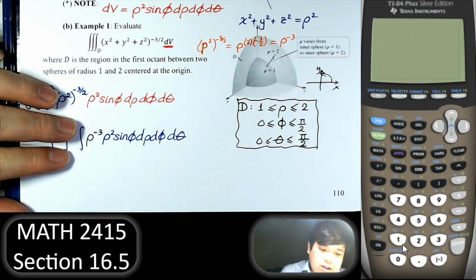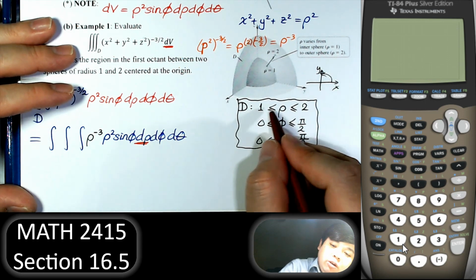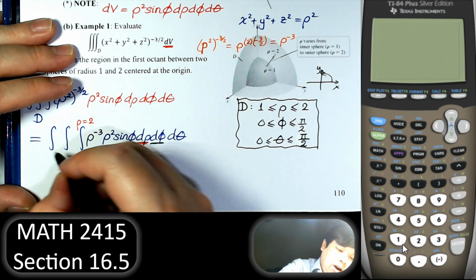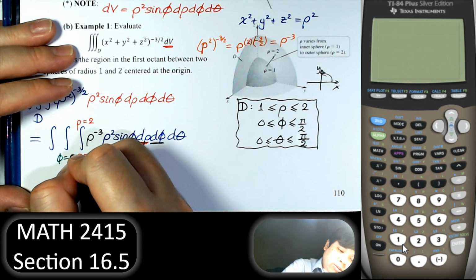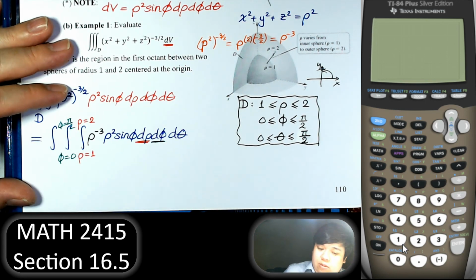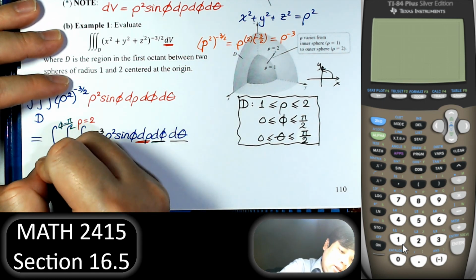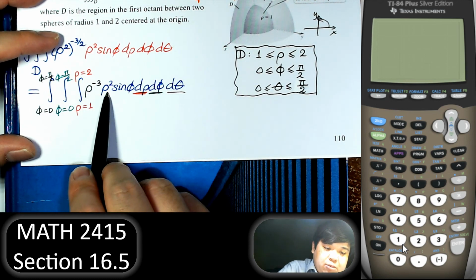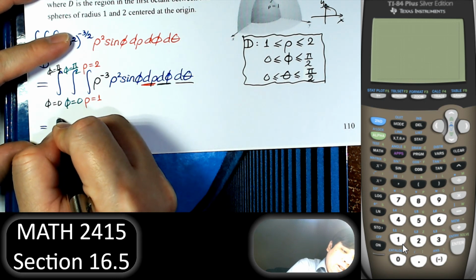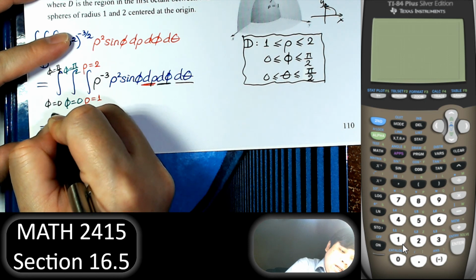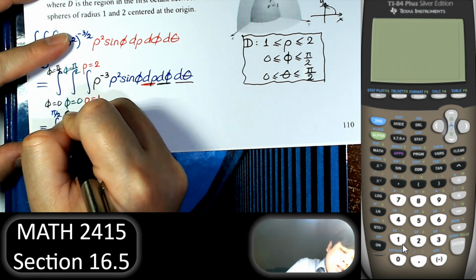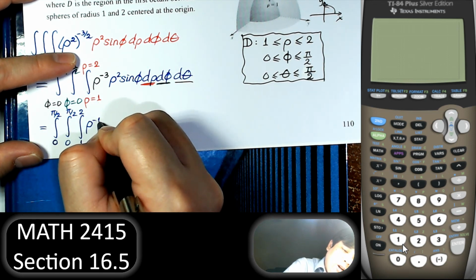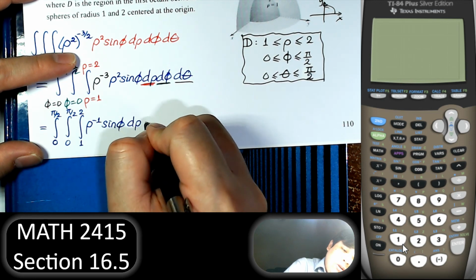Now the limits. On the inside, d rho from 1 to 2. Phi from 0 to pi over 2. And d theta from 0 to pi over 2. Right. Rho to the negative 3 times rho squared is rho to the negative 1. If it's clear from the context, I'm going to group that. Rho to the negative 1 times sine of phi d rho d phi d theta.